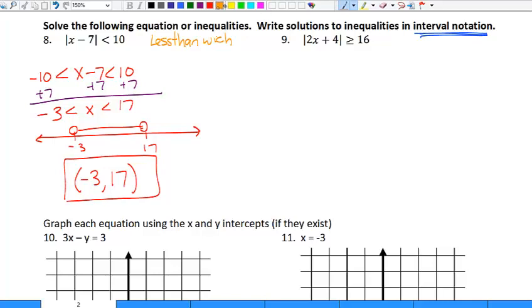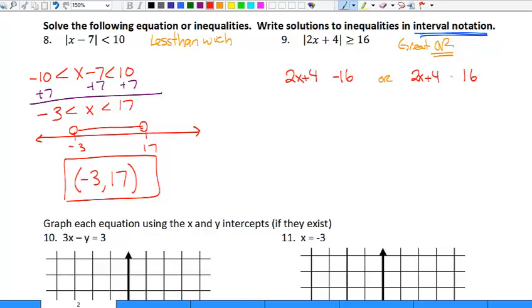My next problem is the absolute value of 2x plus 4 is greater than or equal to 16. So this is a greater than problem. So I have an or in my problem. The rule says I take the inside, which is 2x plus 4, and I'm going to compare it to positive 16 and negative 16.